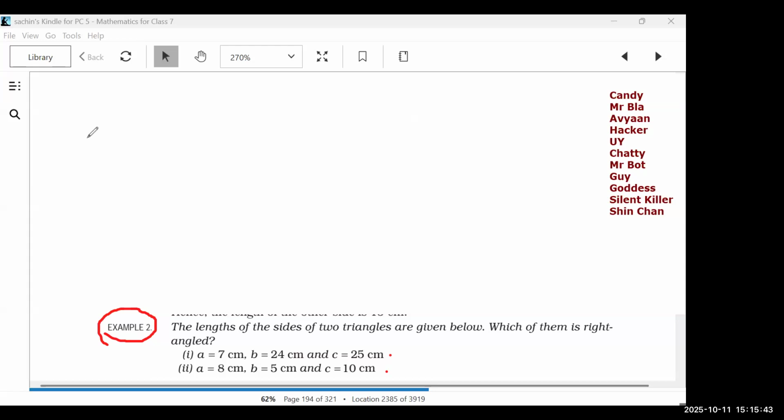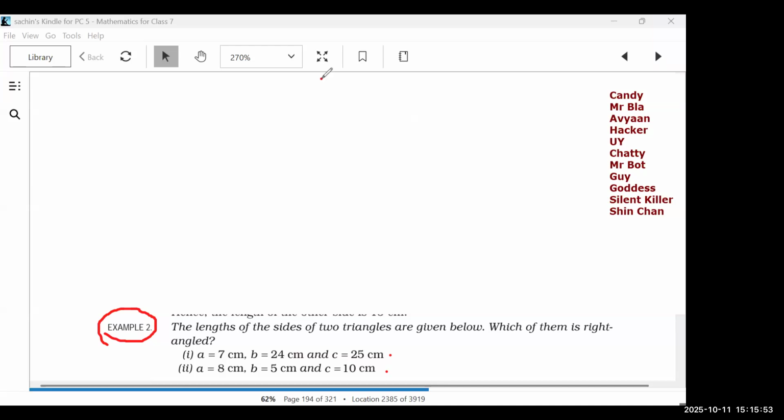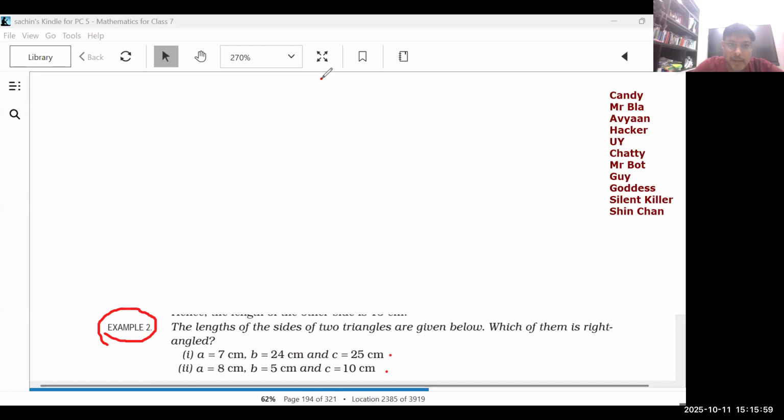You have to check if these are right angle triangles or not. Shinchan, how will we check? 7 square plus 24 square, if it will be equal to 25 square or not. Yes, exactly.